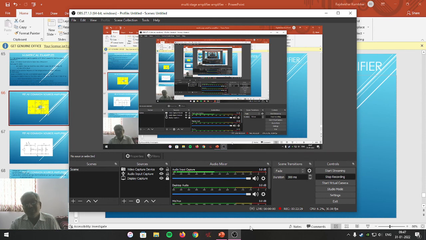After that, we have studied the distortion in power amplifier, its types. We have studied the details regarding the harmonic distortion. And at last, today, we covered FET as a common source amplifier, its equivalent small signal model, which is used to calculate the rest of the parameters, which we can call the analysis of FET as a common source amplifier.